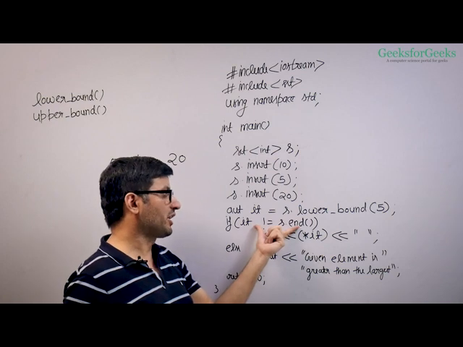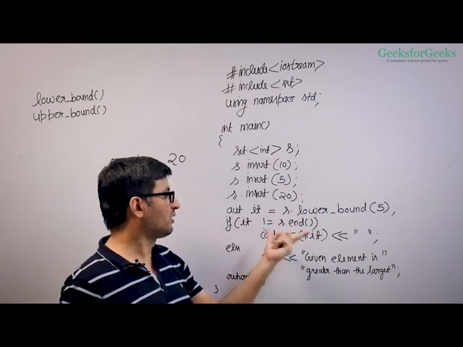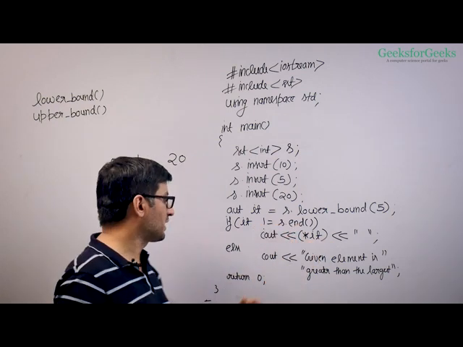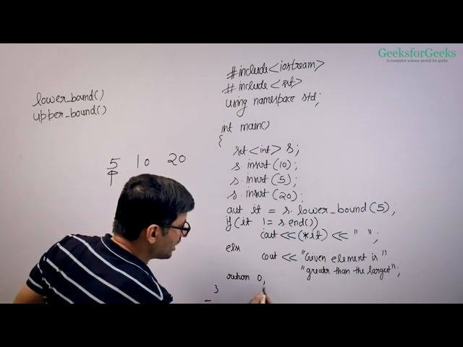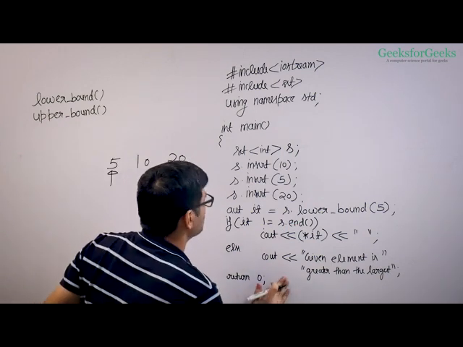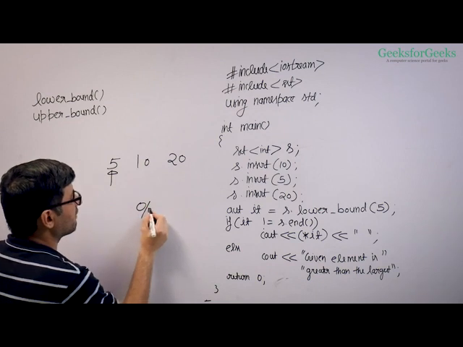So this iterator is not s.end, right? So we'll go inside the if case and we'll print 5. So this program will print the output as 5. Output of this one is 5.